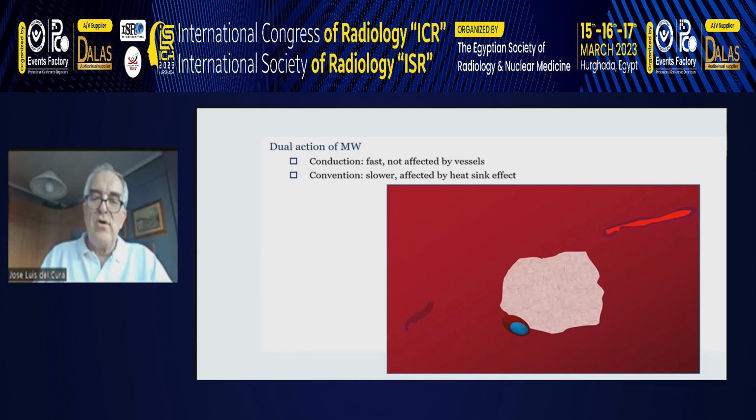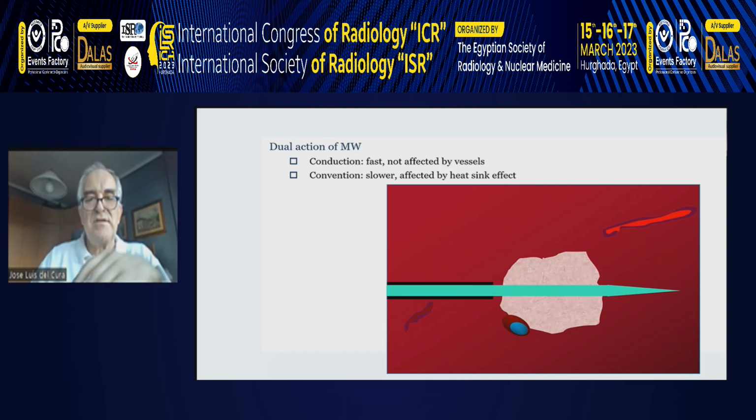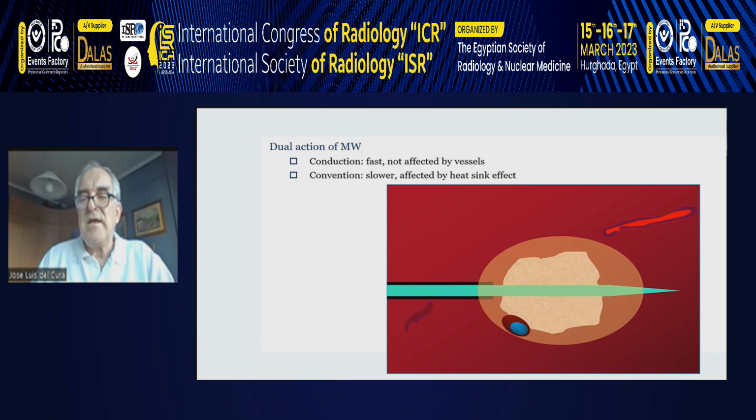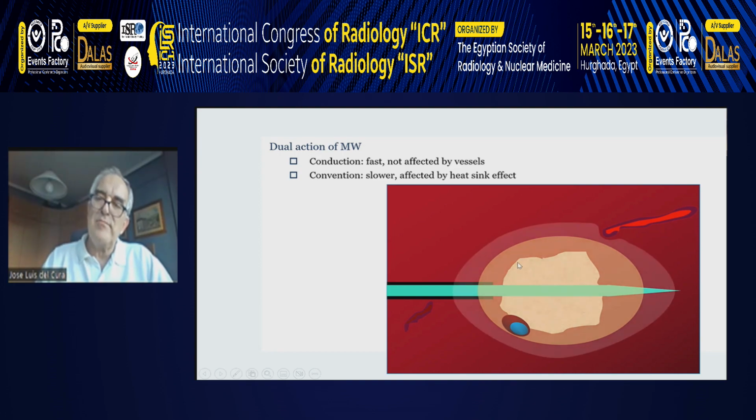Well, the microwave has a dual action. It's very important to know that the inner part of the action, which is caused by conduction, is fast, made by direct action of microwaves, and is not affected by vessels. But the outer part of it, if we maintain the action of the microwaves for more time, is made by convection of the heat, so it is slower, and in this case, yes, the heat sink effect can happen.